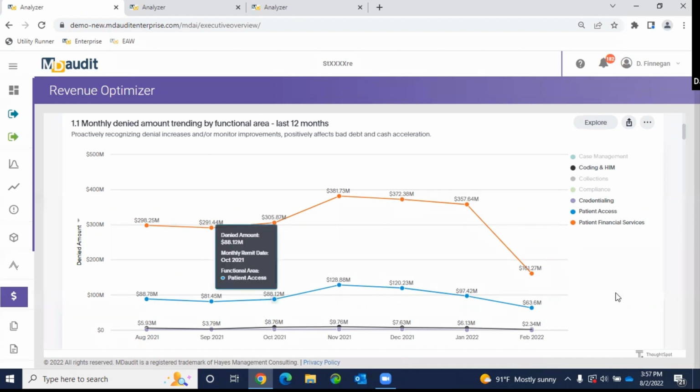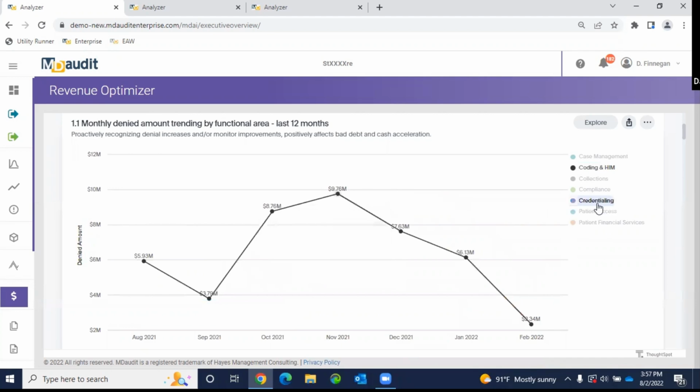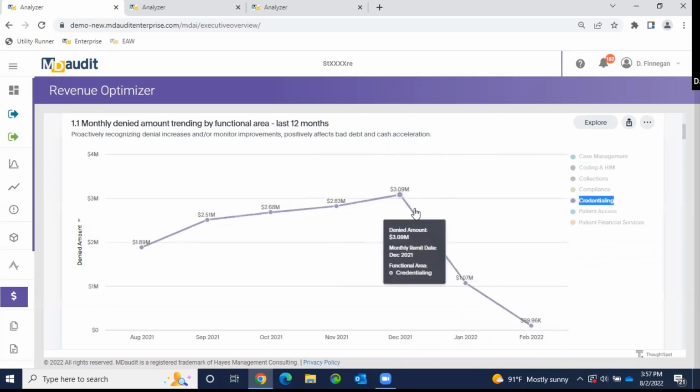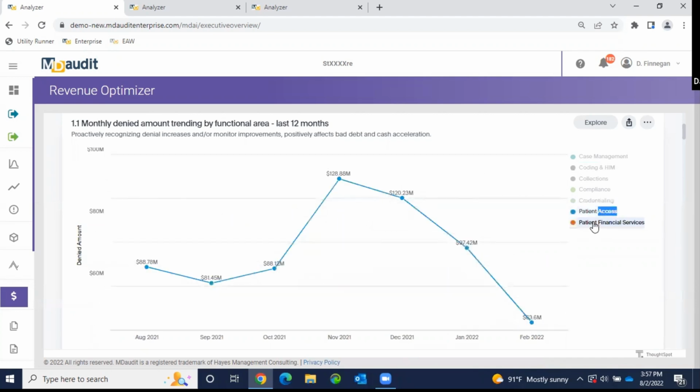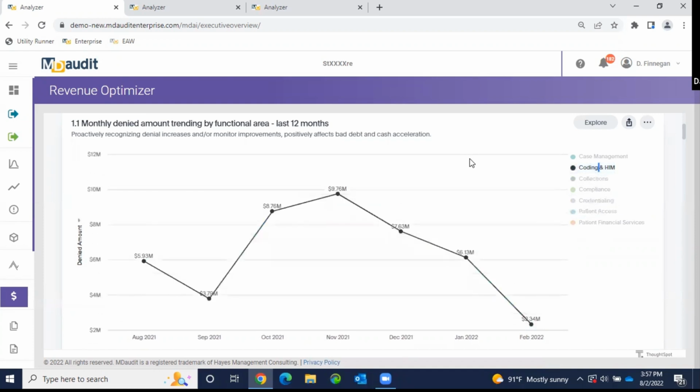What you're looking at here is some retrospective denial data. It's showing you where you're having coding-related spikes and lulls, credentialing-related spikes and lulls and denials, patient access, you name it. The denial data is being crunched on a daily basis and providing you these insights. Now I want to use this data to get to root cause and understand my denial hotspots.